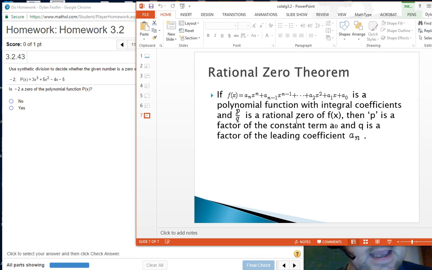Then P is a factor of the constant term a sub 0, and Q, the denominator here, is a factor of the leading coefficient a sub n. Right? So the numerator P would have to be a factor of the constant. The denominator Q would have to be a factor of the leading coefficient.